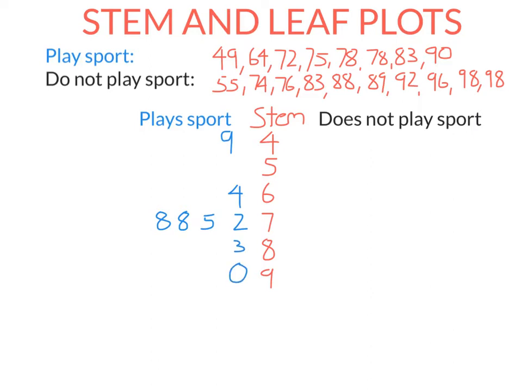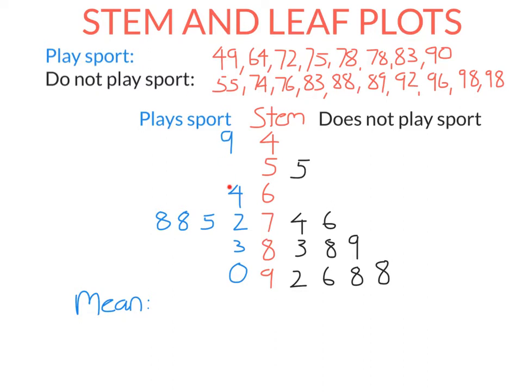Let's do the same for the do not play sports category. So we have 55, 74, 76, 83, 88, 89, 92, 96, and 2 lots of 98. Just like the grouped data that we saw in the previous video, stem and leaf plots group the data in tens. But this has an advantage over grouped histograms or grouped frequency tables, because we have all the data points. So we could calculate the mean and median of these two groups really easily.